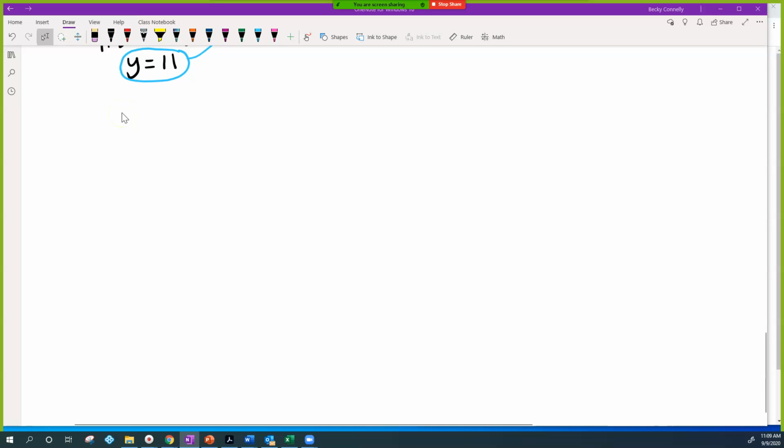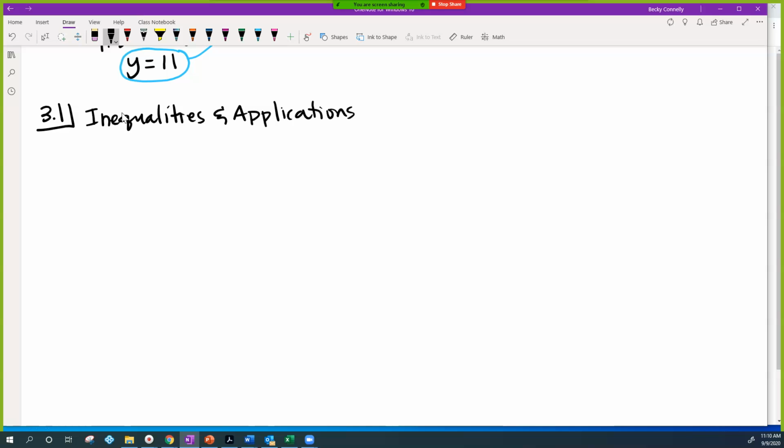All right, let's get back into this then. So let's move on and talk about some stuff in 3.1. So a lot of Module 3 is going to be dealing with inequalities. And specifically on 3.1, we're going to talk about solving inequalities and also doing applications with them. Right, so some story problems and stuff with them.